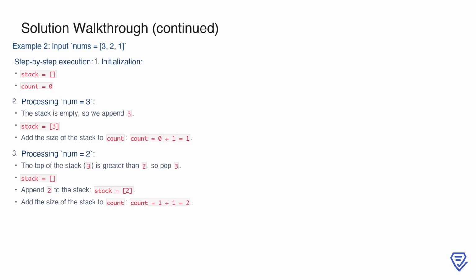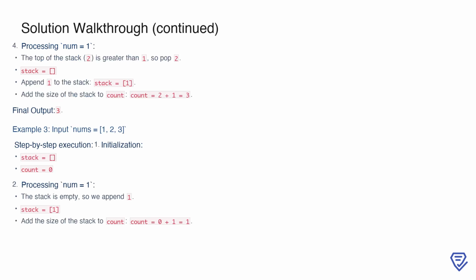Next, we process 2. The top of the stack, 3, is greater than 2, so we pop 3 from the stack, leaving it empty. We then append 2 to the stack, making it 2. The size of the stack, 1, is added to the count, bringing it to 2.